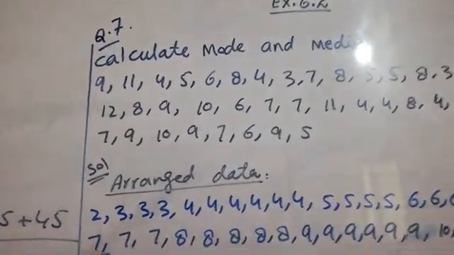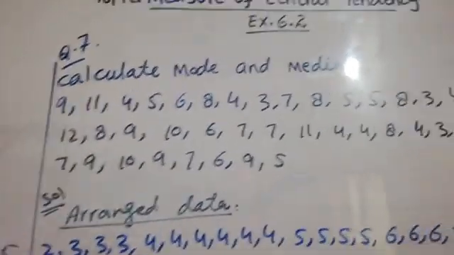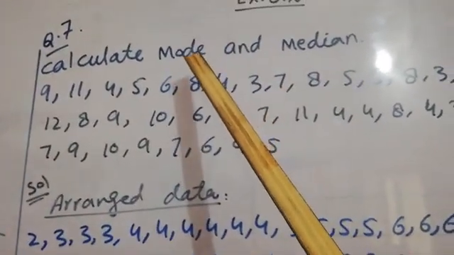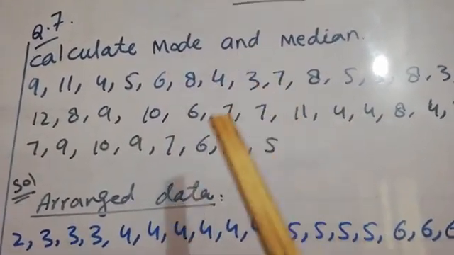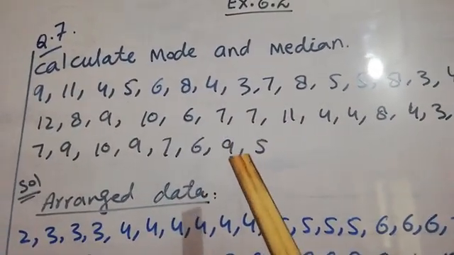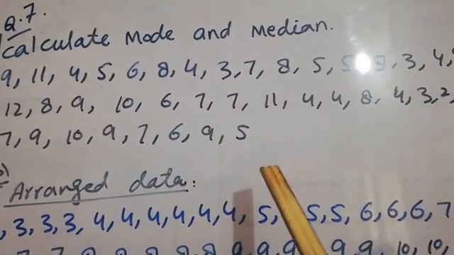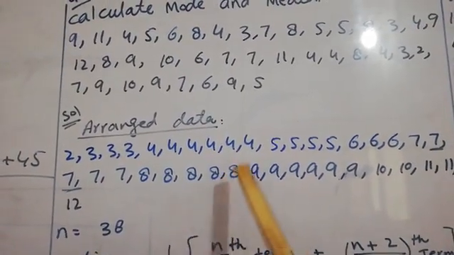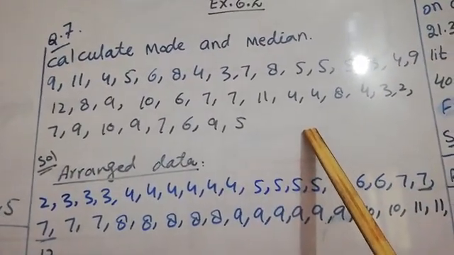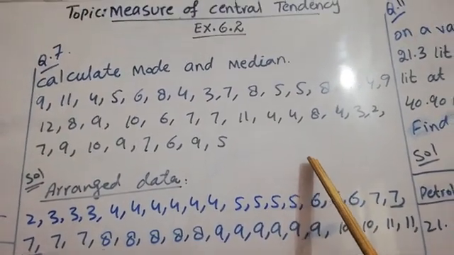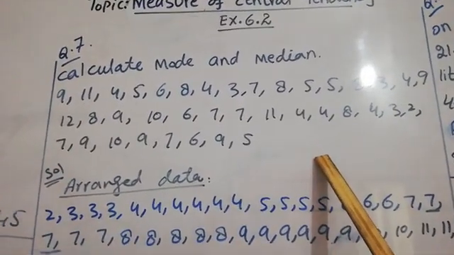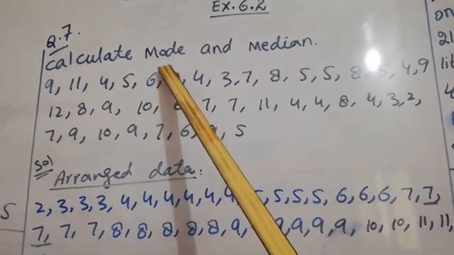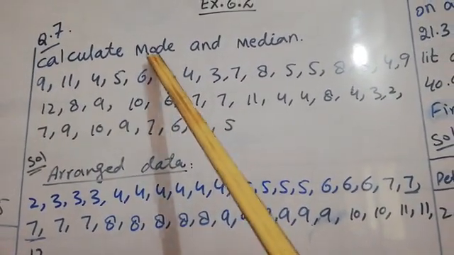Now move to the second method. Question number 7. Calculate mode and median. There are 2 methods. First of all, we will find the mode. Mode means the most repeated or most frequent value of the data. My dear students, during the exercise I am revising and discussing the definitions also, so you will keep this definition in your mind. Mode means the most repeated or the most frequent value of the data.